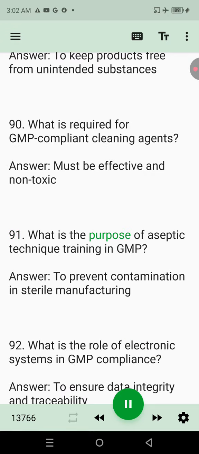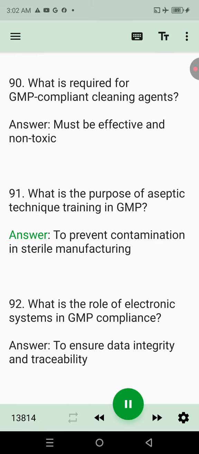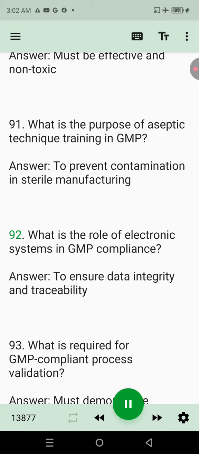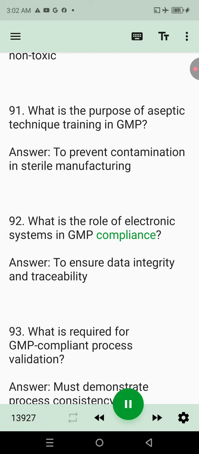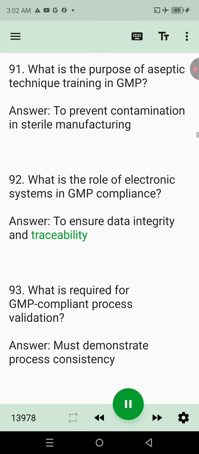91. What is the purpose of aseptic technique training in GMP? Answer: to prevent contamination in sterile manufacturing. 92. What is the role of electronic systems in GMP compliance? Answer: to ensure data integrity and traceability.